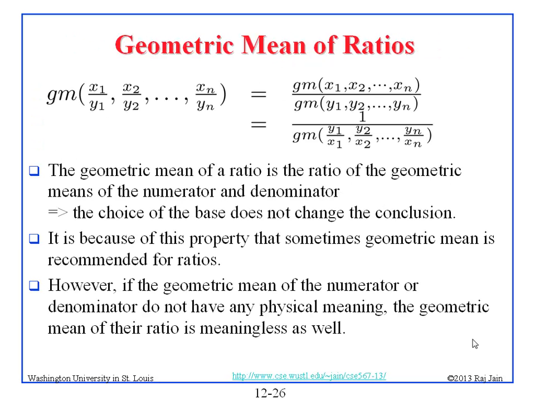Now if you have ratios and you want to take the geometric mean, then either way you do it, it's okay. You can take the geometric mean of the numerator and divide by the geometric mean of the denominator, or you can take 1 upon the geometric mean of the reverse. They all work out to the same number. So the geometric mean of a ratio is the ratio of the geometric means of the numerator and the denominator. The choice of the base does not change the conclusion. And because of this property, sometimes mathematicians recommend that whenever you have a ratio, you should use the geometric mean.